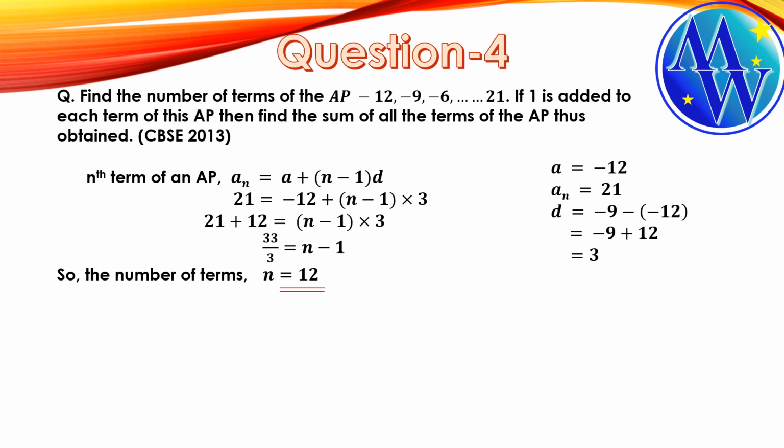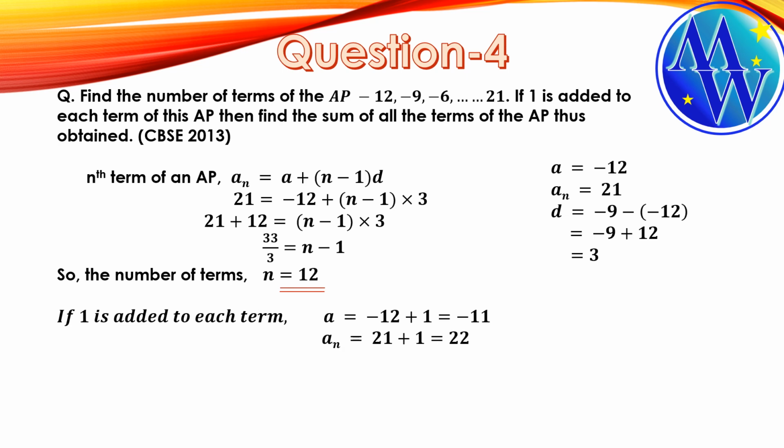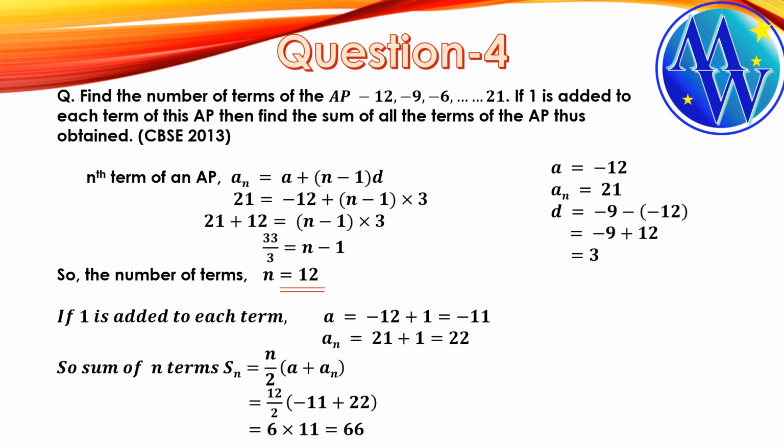Now what's the second question? Yes. If 1 is added to each term, then find the sum of the AP. Okay, so if 1 is added to each term, what will happen? A becomes minus 12 plus 1, right? Which is minus 11. And the last term is 21 plus 1, which is 22. We know the sum of n terms Sn equals n by 2 into (A plus An). Here n is 12. So the sum equals 12 by 2 into (minus 11 plus 22), which equals 6 multiplied by 11, which equals 66. Okay, clear?